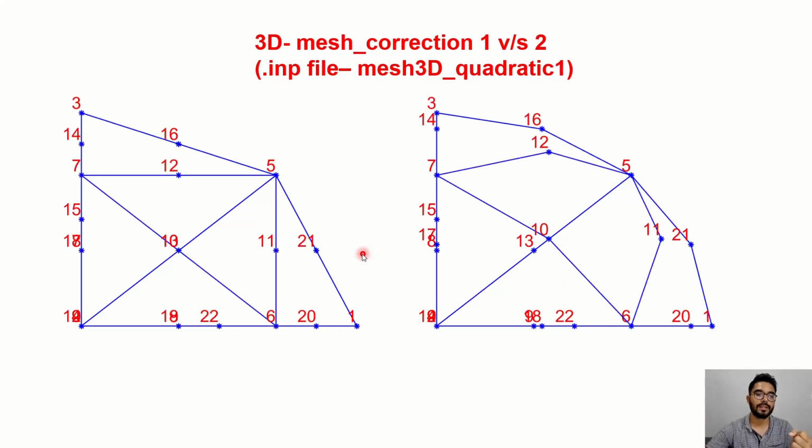Similarly for 3D, these are just 2D illustrations of a 3D geometry. It's an octant of a sphere, and you can clearly see that they are all straight edges here, while the curved elements and curved edges are preserved in mesh correction type 2. So let's quickly dive into the MATLAB implementation. I'll show you a quick demonstration of how to use the code.